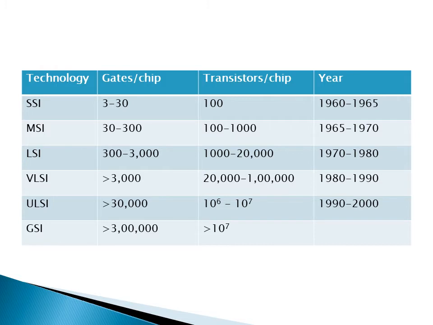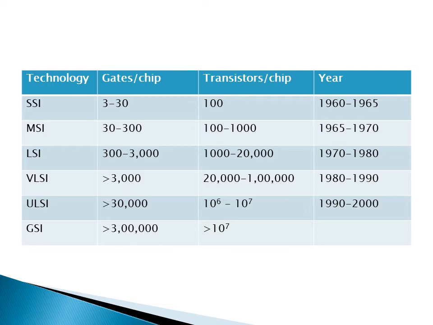Then what we are going to see now is the technology that we are using, the grade of technology that has increased as the years pass. During the years 1960 to 65, the first invention of the IC, small scale integration technology, was introduced, in which a single IC chip contains a minimum of 3 to a maximum of 30 logic gates, and in the form of transistors, up to 100 transistors per chip. This is small scale integration. This came into line after the invention of the transistor.